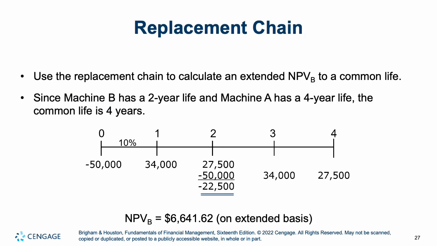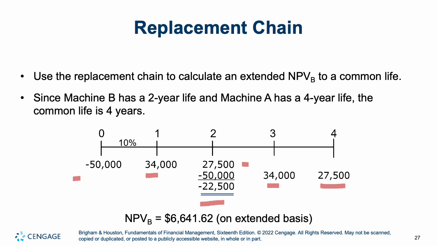Since machine B is 2 years and machine A is 4, the common life is 4. So we're going to look at it as we use machine B where after 2 years we buy it again. Machine B costs us 50 grand. Year 1 we make 34, year 2 we make 27.5. In reality, year 2 is going to be a loss because we're going to buy the machine again. But then year 3, 34, year 4, 27.5 again. So doing this extended analysis, machine B is now going to be 6641.